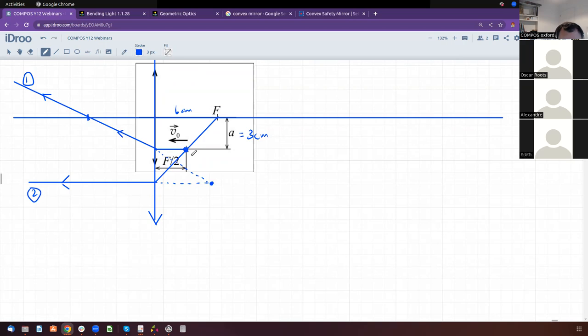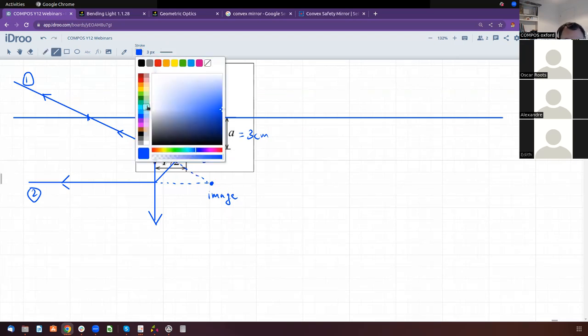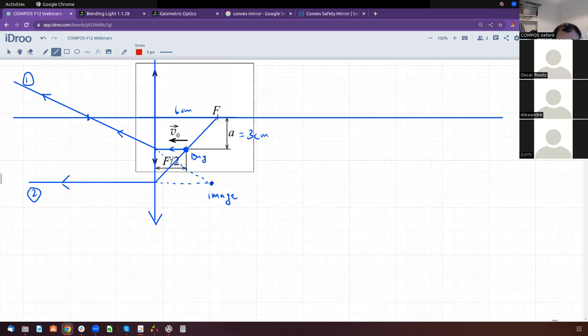Here is the bug, and this is the image. Now, as the bug is crawling towards the lens, the light is always parallel to the axis, so it will always come out this way. That means that the image of the bug is crawling in this direction.